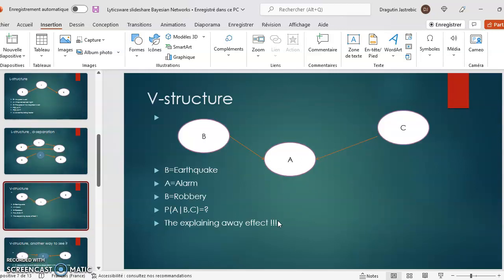Now we have the V structure, and this is the last one. So we have B and C influencing A, the event that happens in B and C is an event that is happening in the A node. As an example, we have B as an earthquake, we have A as an alarm, and excuse me, there is a mistake, and C as a robbery.